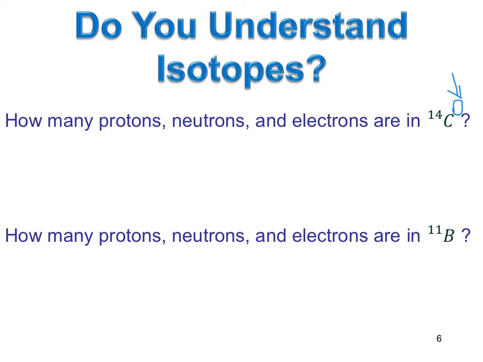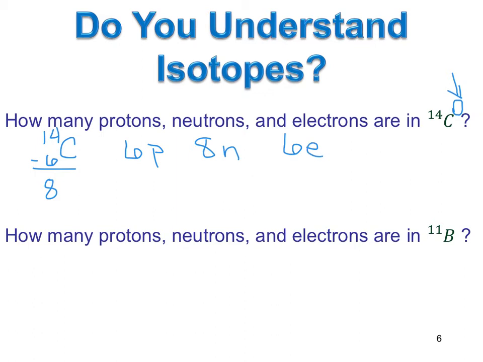So let's look at carbon-14 and count the number of protons and neutrons. Carbon is element number 6, and carbon-14 has 14 total protons and neutrons. So the number of protons is 6. The number of neutrons has to be 8, because 14 minus 6 is 8. And the number of electrons in a neutral atom is going to be 6 electrons.